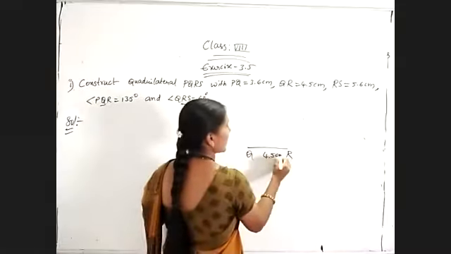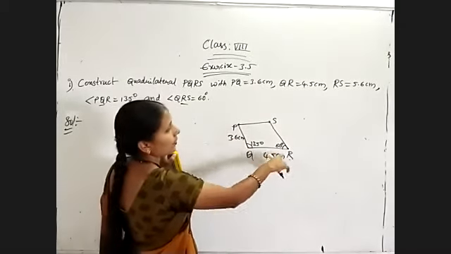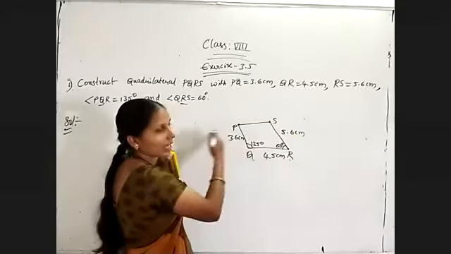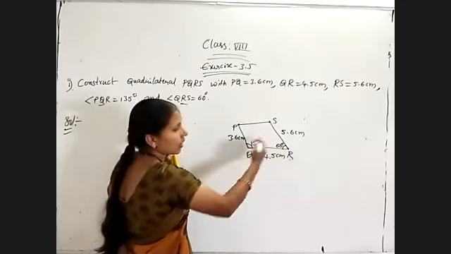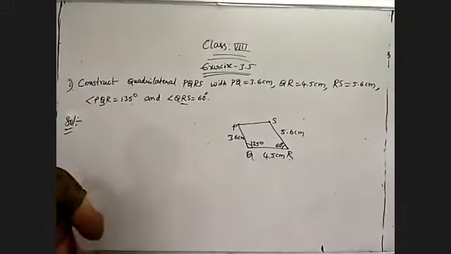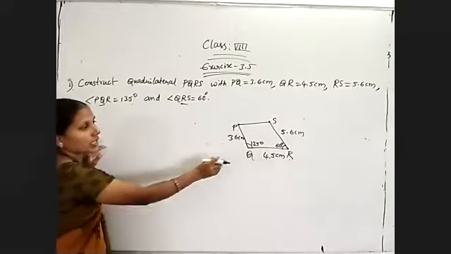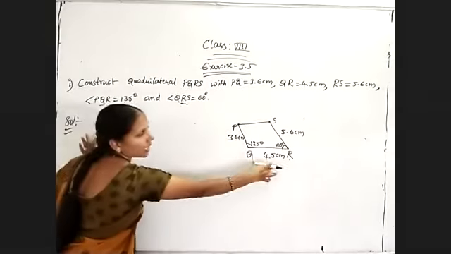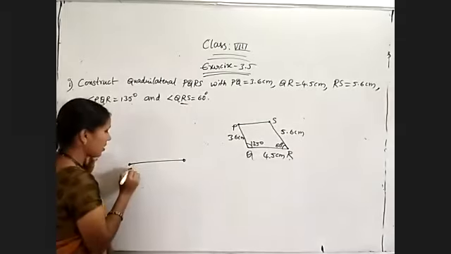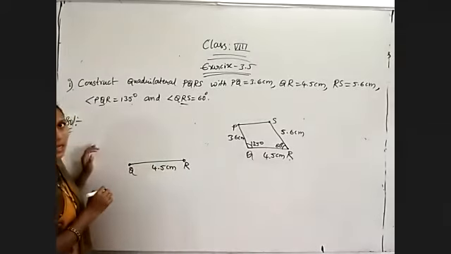Now PQ length is equal to 3.6 centimeters, QR is 4.5, RS is equal to 5.6 centimeters. Angle Q is 135, obtuse angle. Angle R is 60 degrees, acute angle, less than 90. Okay. Now construct the quadrilateral with the rough figure. In the rough figure, what I have shown, QR equal to 4.5 centimeters. So construct QR of 4.5 centimeters using the scale.